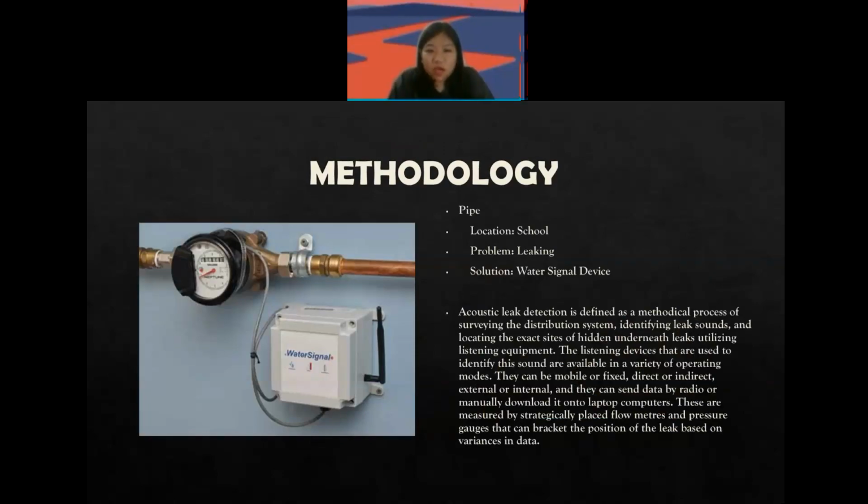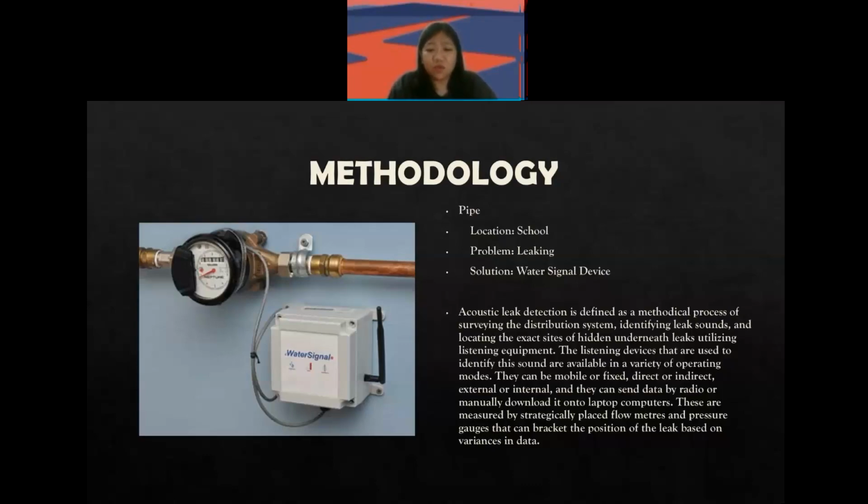Next is the methodology, how we intend to improve. First, the pipe. The main problem is leaking. The solution used is a water signal device, which is acoustic leak detection. It is defined as a methodical process of surveying the distribution system, identifying leak sound, and locating the exact site of a hidden underground leak, utilizing listening equipment.